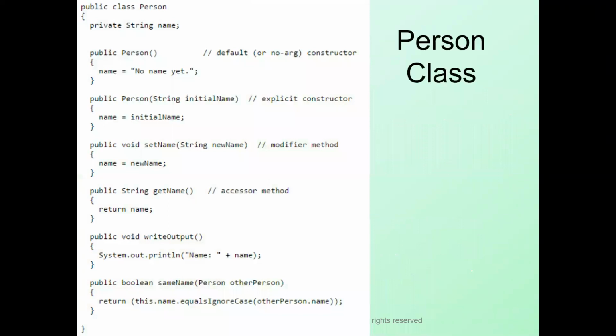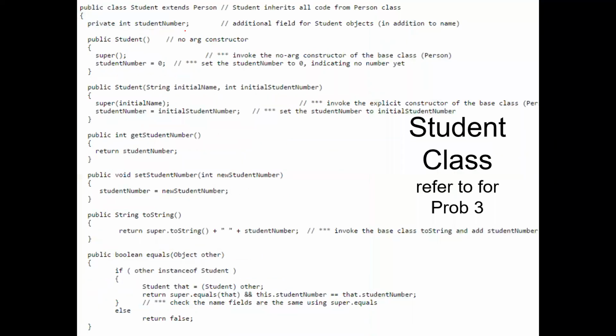Okay, here's a person class. This person class has some features. It's very basic, basically a wrapper for a name, right? And we wrote a couple things for that. And this is the student class. You're going to refer to this for problem 3 because you're going to inherit a student class from a parent class. In fact, there's a lot of stuff provided for you. You can use it as a reference.